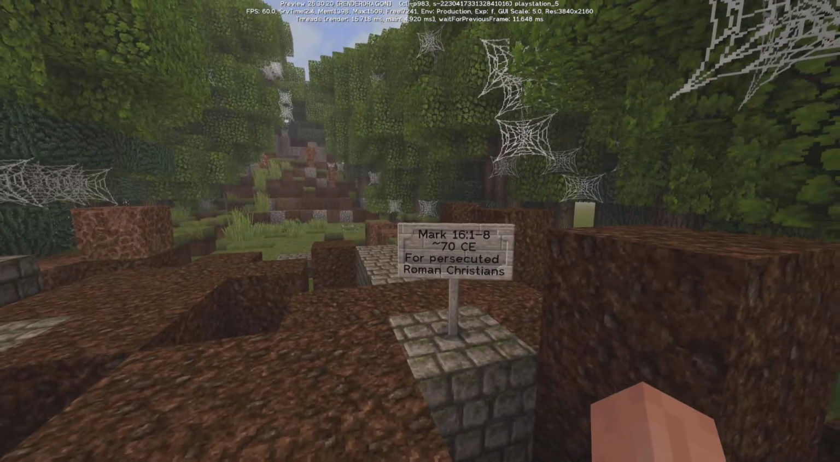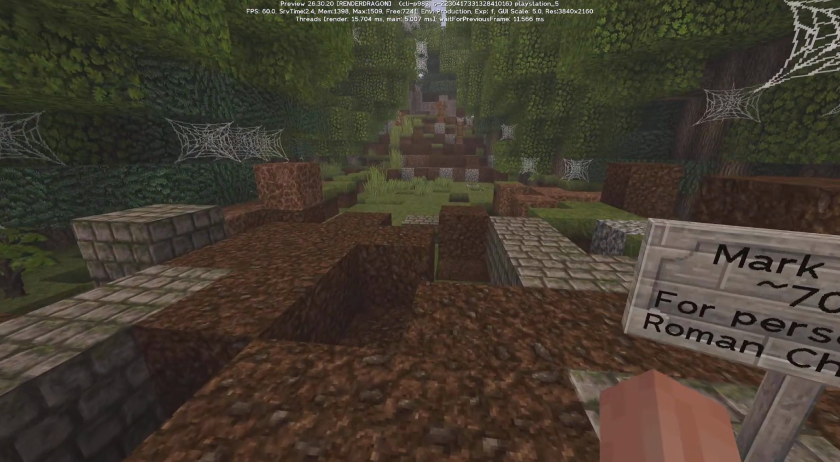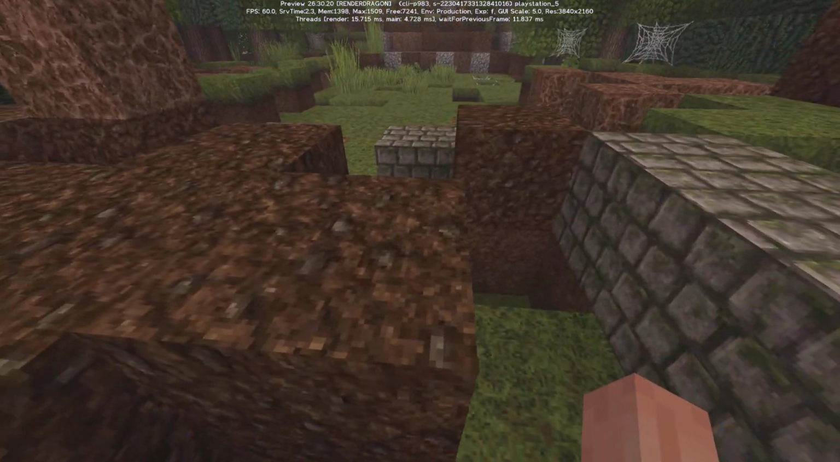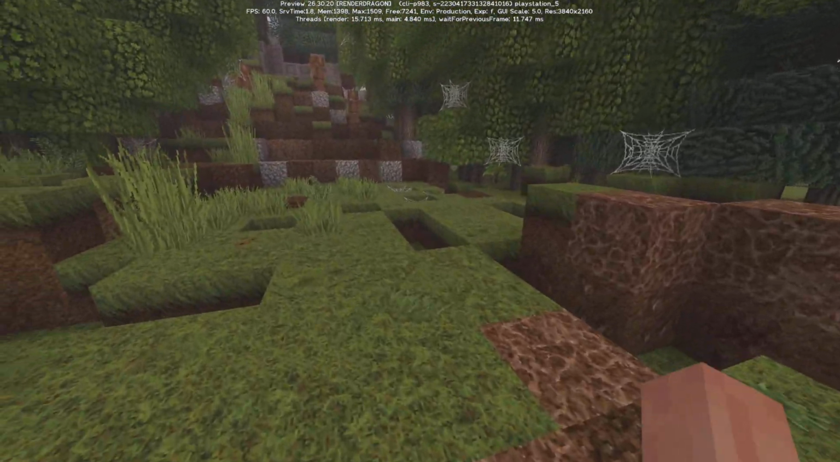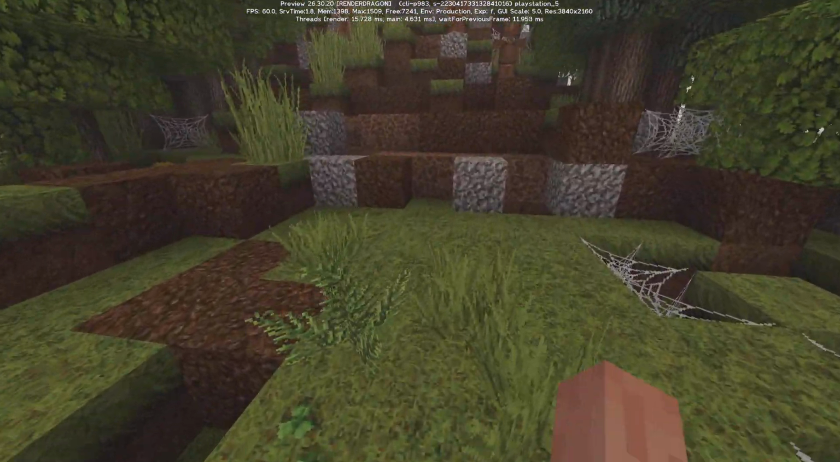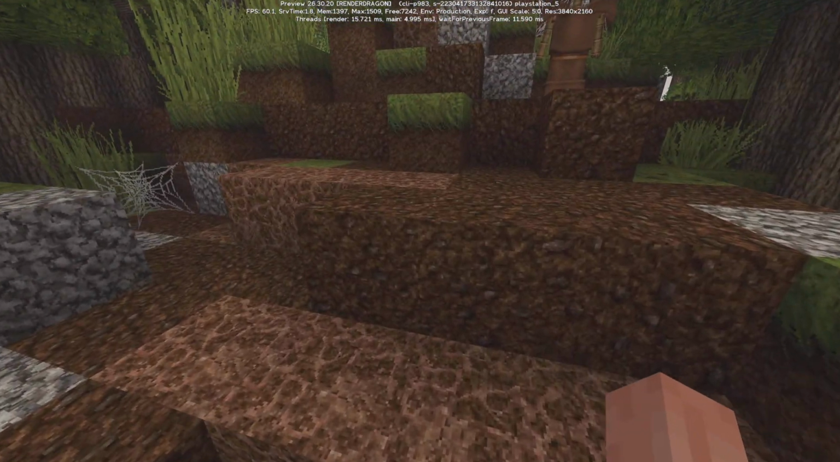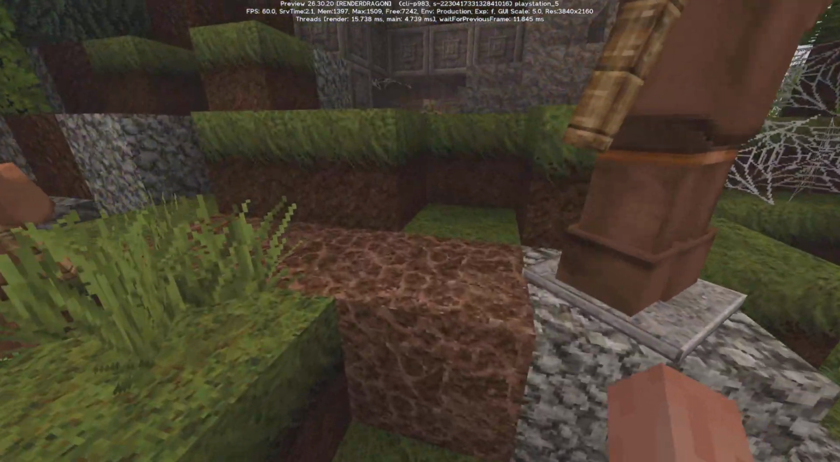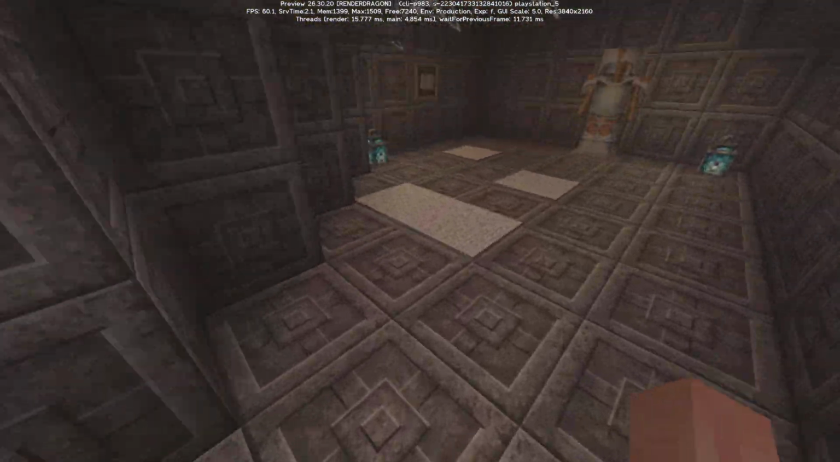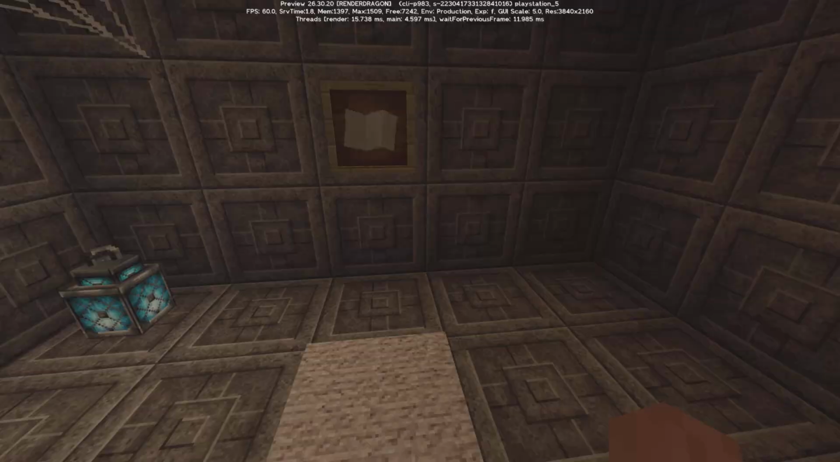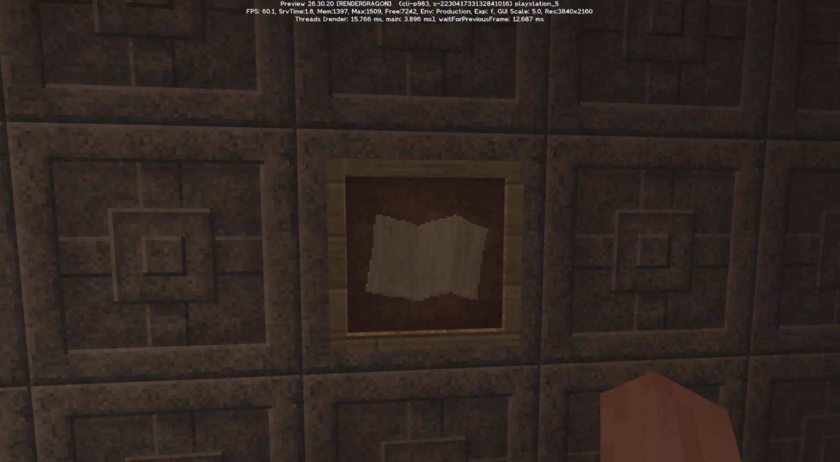Mark was written in 70 CE for persecuted Roman Christians. Notice the deterioration of the ground, the cobwebs on the side. That's his style: raw, urgent, using the word "immediately" 42 times in his gospel. Inside, you see scattered linens, an empty map representing uncertainty.